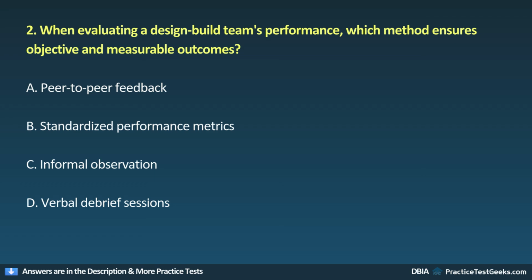2. When evaluating a design-build team's performance, which method ensures objective and measurable outcomes? A. Peer-to-peer feedback. B. Standardized performance metrics. C. Informal observation. D. Verbal debrief sessions.